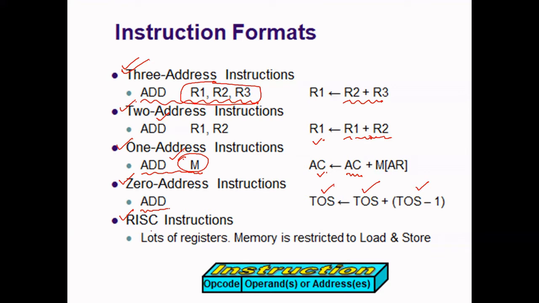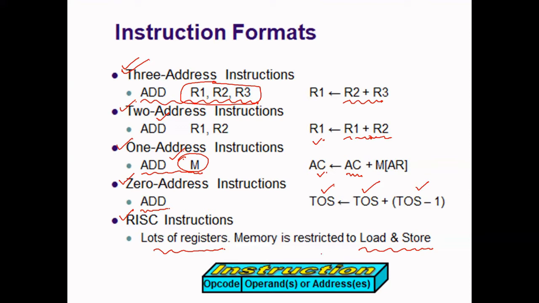Finally, some RISC processors support RISC instructions where lots of registers are there. The memory is restricted to load and store operations, since a lot of registers are there and all the operations are done in the registers very fast. What is a load operation? Loading the data from memory to registers. What is the meaning of a store operation? Storing the value from the register into the memory.